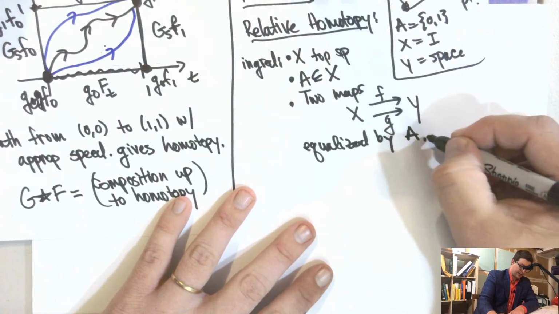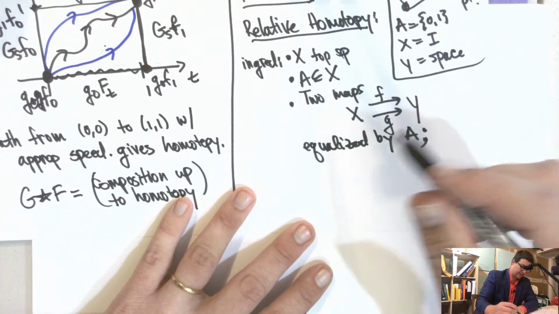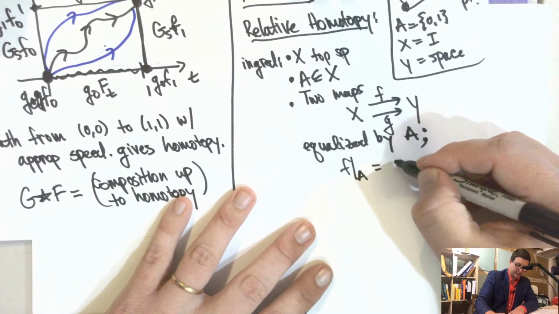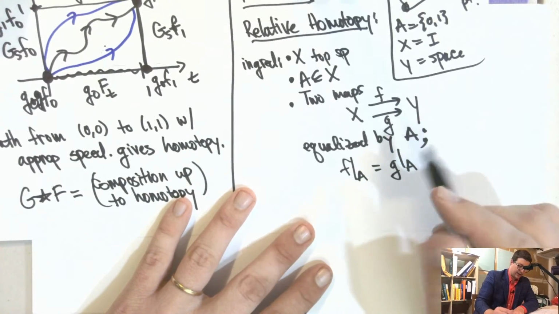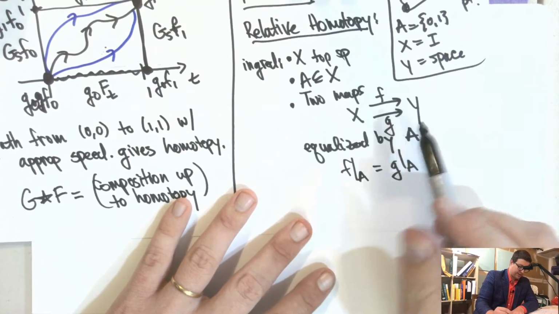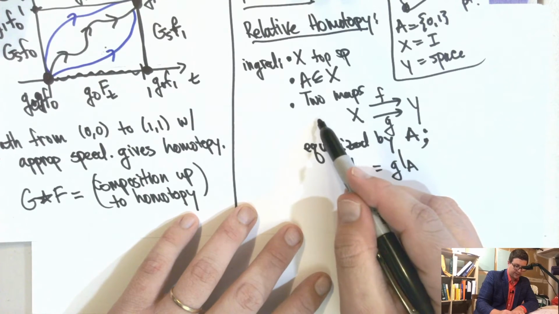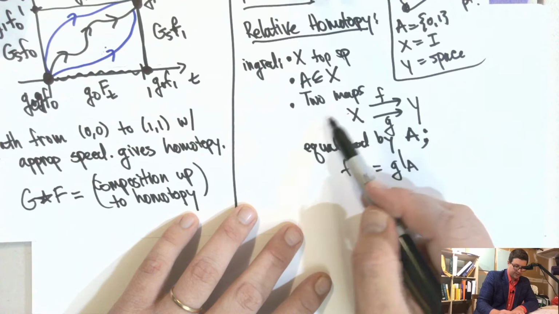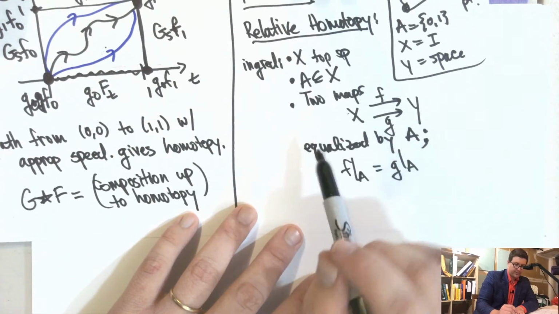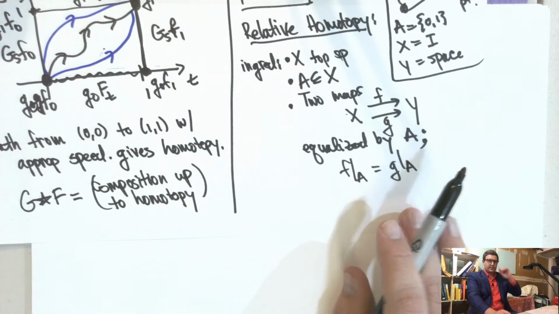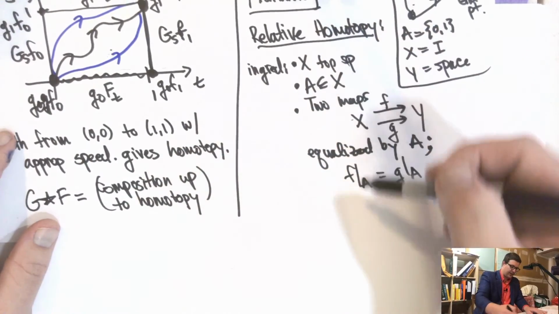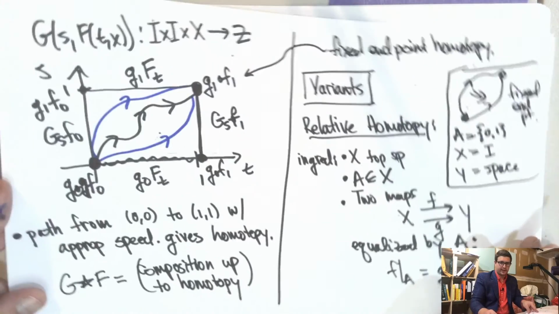This means that F restricted to A is equal to G restricted to A. So you could actually write an equalizer diagram where you have A in here, and then the composition of this map and this map are the same. Okay, so this is what the relative homotopy is. I've given you the setup, and on the next slide I will give you the definition.